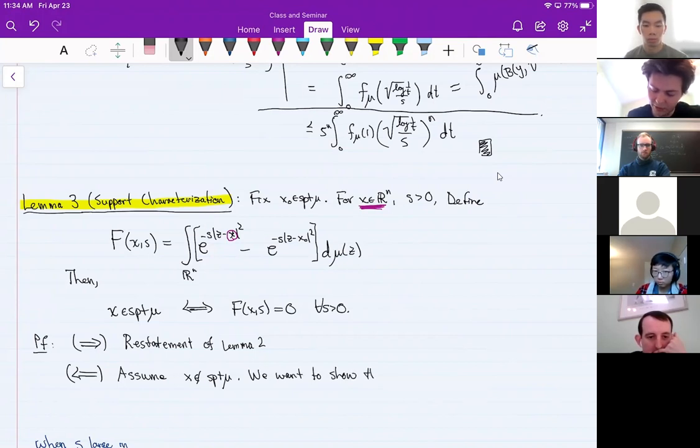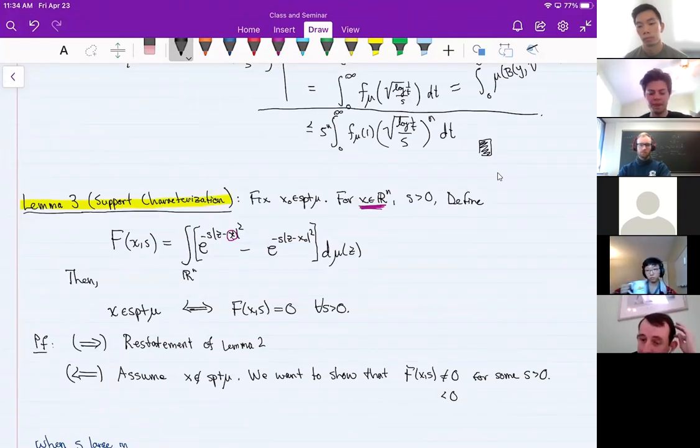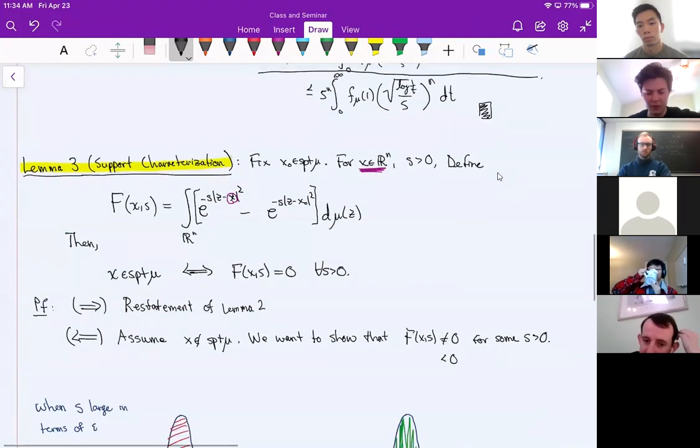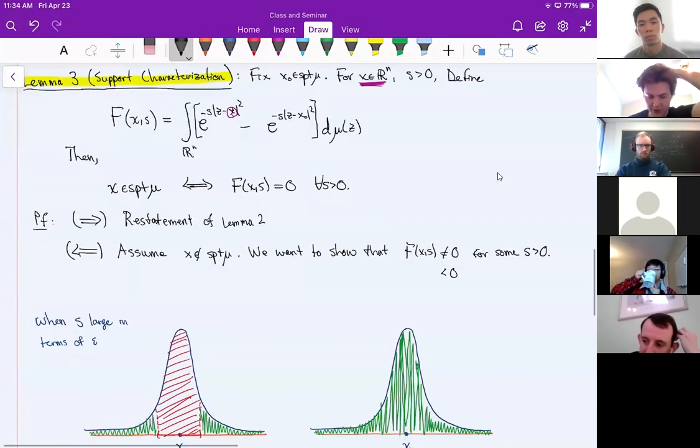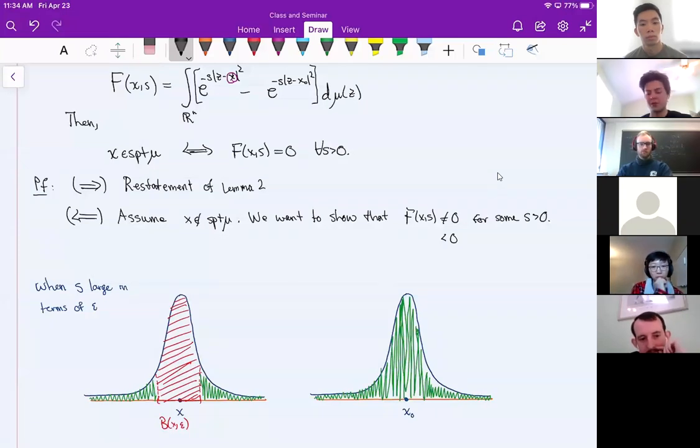We want to show f(x, s) is not equal to 0 for some s greater than 0. In fact, what we're going to end up doing is showing that f(x, s) is less than 0 at some point. Below here, I've drawn a picture of an intuitive reason why this should be the case.